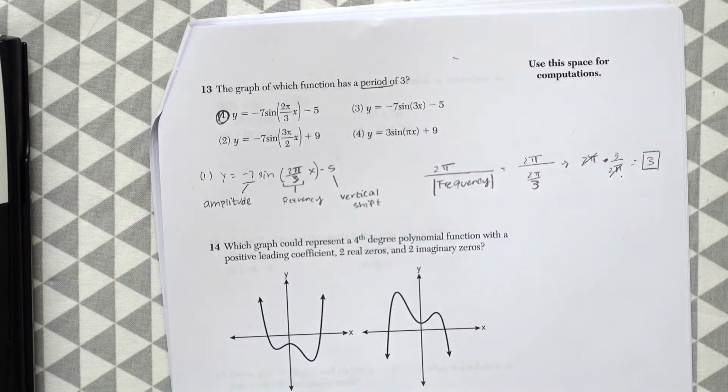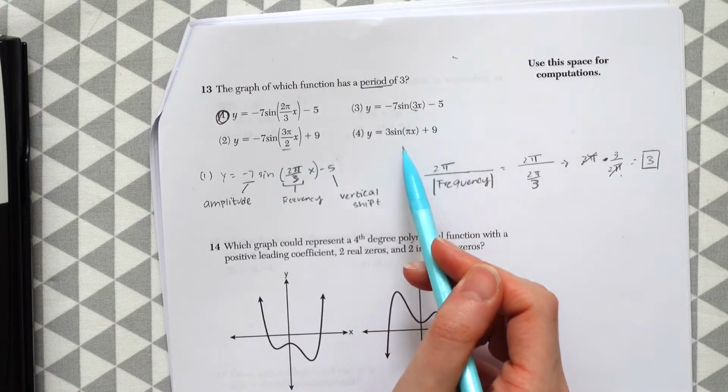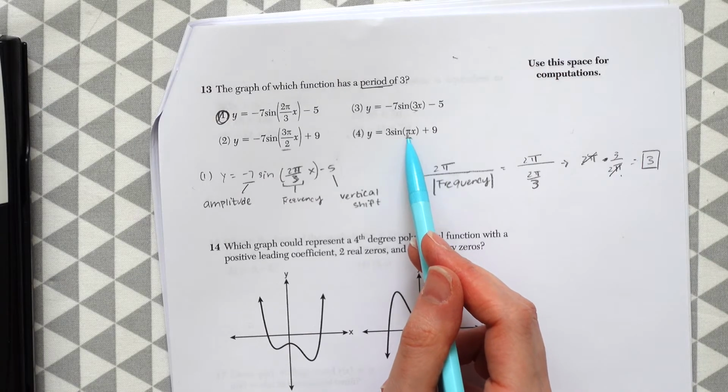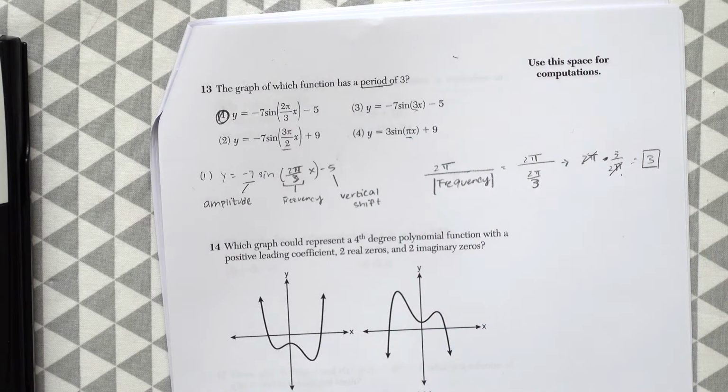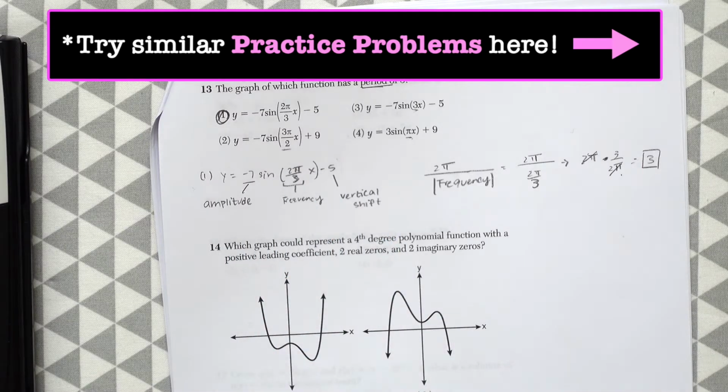And if you try to do 2 pi divided by the other frequencies, they wouldn't work. So if you did 2 pi divided by pi, you would end up with 2, not 3. So that's our answer. I go over this in more detail. I have a ton of examples on how to find the amplitude, frequency, period, and vertical shift, and even graph trigonometric equations, so please check those videos out.